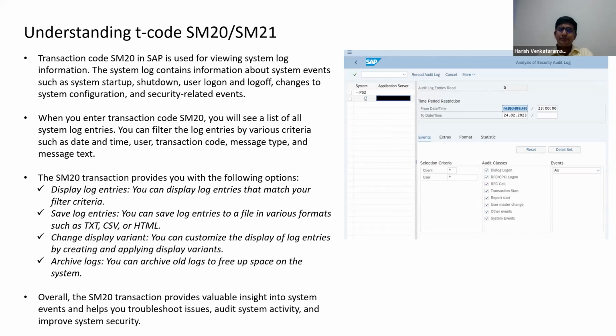SM20 is basically the transaction code that is used for viewing the system log. So whatever transactions have happened in the system can be viewed. This is how SAP SM20 looks, as you can see on the right side of the screen. You can see whether a login is possible, whether a person has used a transaction start. The transaction start would signify whether a person has used a particular transaction or a report or other events.